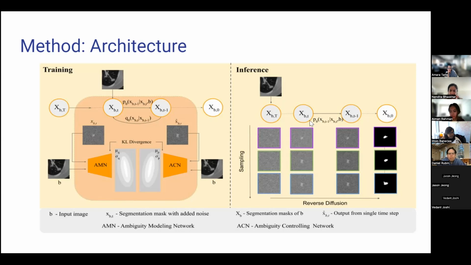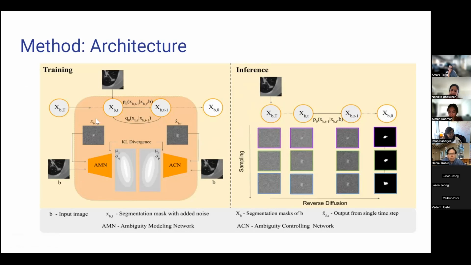During inference, it's even simpler. It's just how we do it for normal diffusion: you sample random noise from a normal distribution, and then you iteratively denoise it to get the image back. In this case, you just have to attach the original image as well. Then you get the segmentation mask.